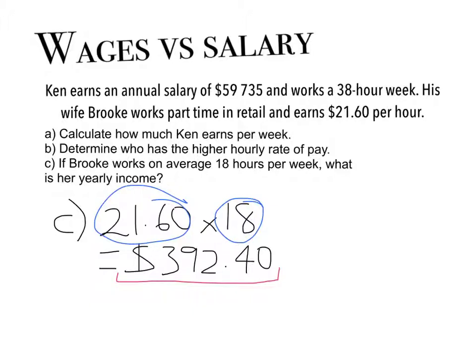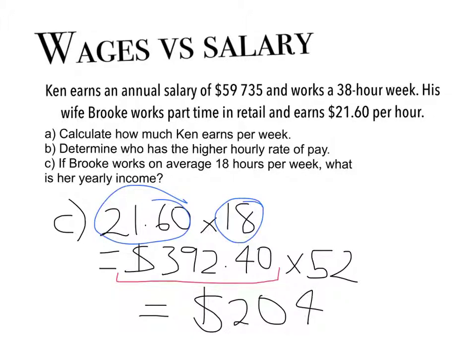Then, with $392.40, how do I work out what she earns in a year? That's a week. Multiply it by 52 to get a year. She earns $20,404.80. That's it, guys. That's all I need to do. Okay? It's not too hard. The hardest bit is reading this and breaking it down.